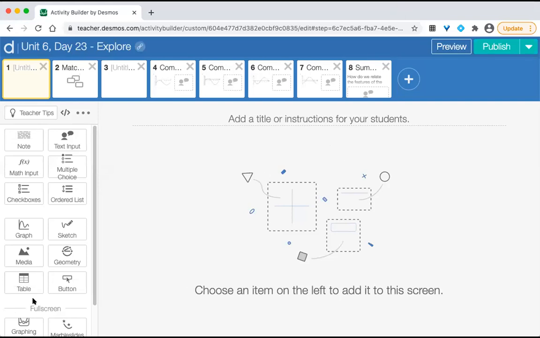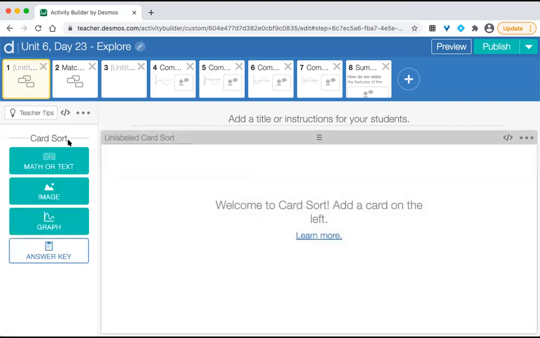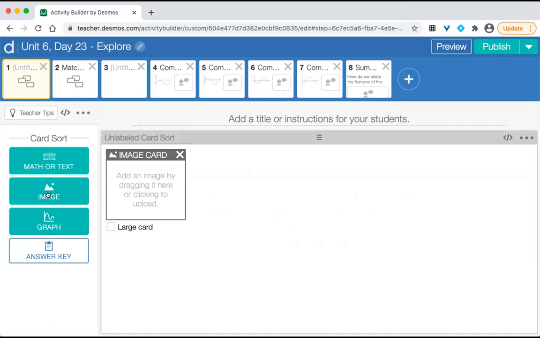It's blank, so you scroll down to where it says card sort and click card sort, and you'll see there are 3 buttons we're going to talk about: math or text, image, and graph. I've taken screenshots of the 4 graphs that need to be used for this activity. To insert those, I click on image, and this box pops up that says add an image by dragging it here or clicking to upload. I click to upload, find my file, insert it, and there it is.